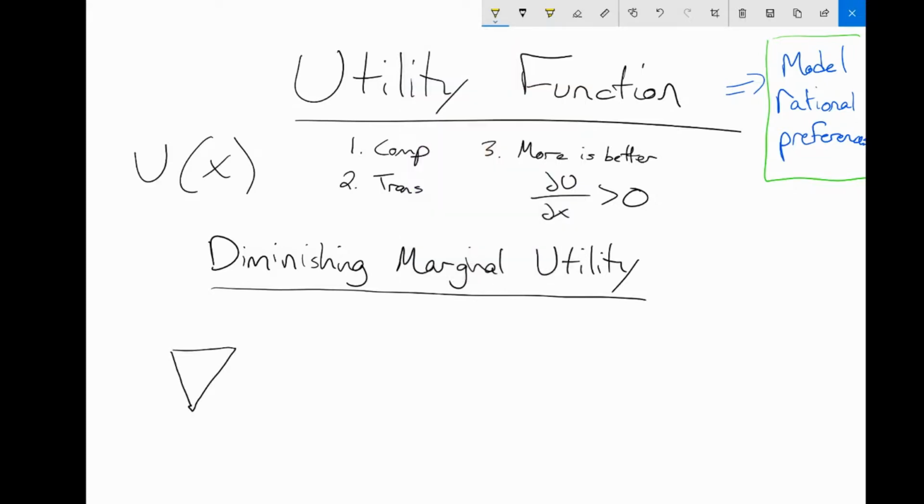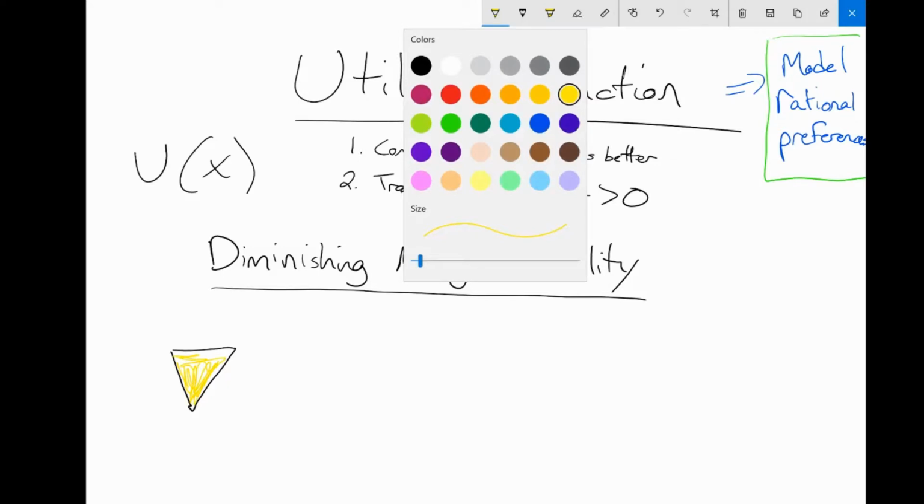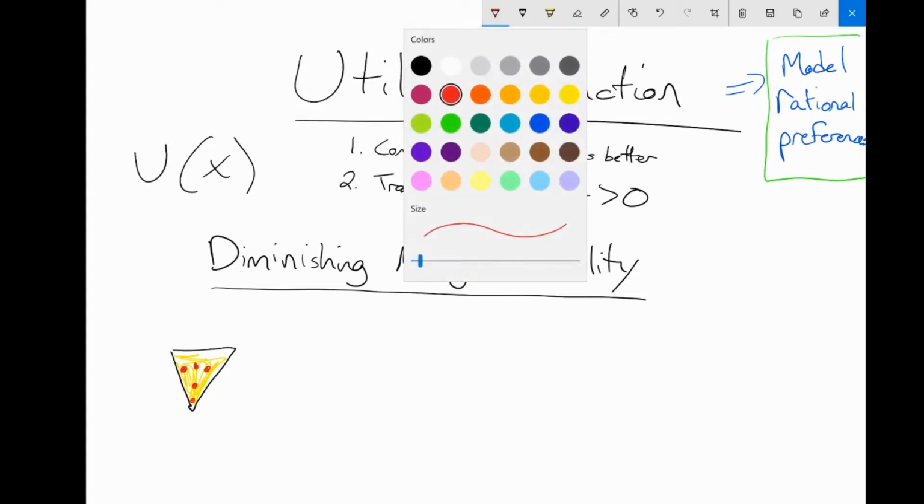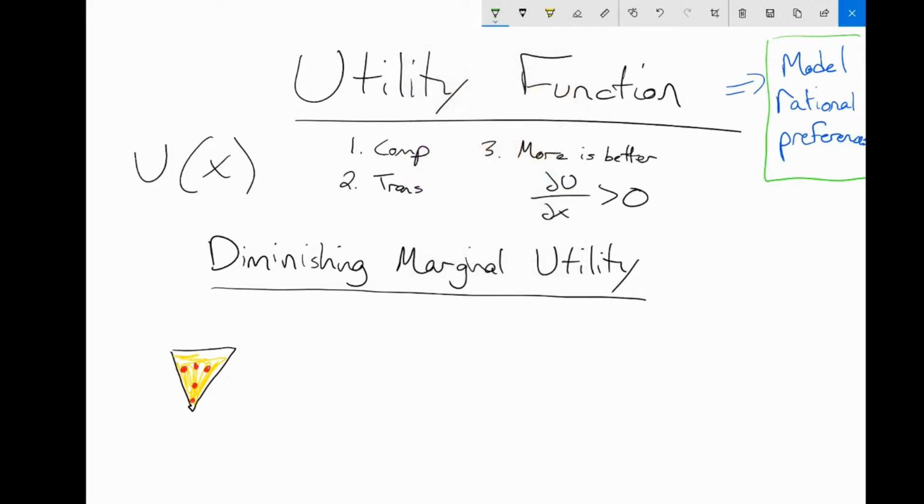I'm going to be obnoxious here. Let's give some cheese on it. It's just basic cheese pizza. Well, it's going to have some pepperonis on it too. All right, boom. So I'm going to offer you a single slice of pizza. How much do you think you're going to value that slice of pizza?